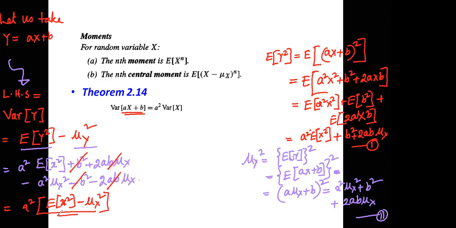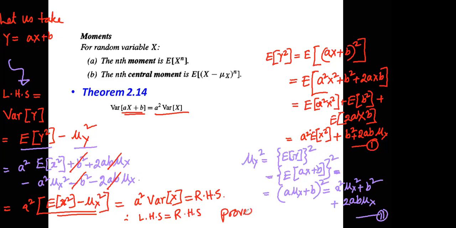And this is what? Variance of x. Variance of x, right? So we can write a square variance of x. So this actually is our right hand side, and we can say that the right hand side. Now, left hand side equal to right hand side. Proved. Is there any question?